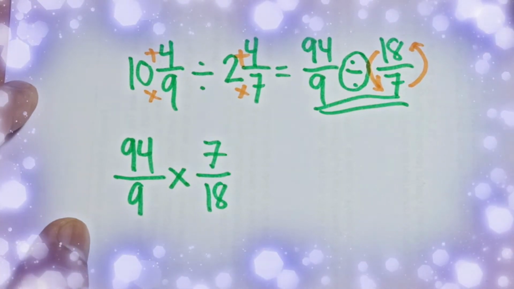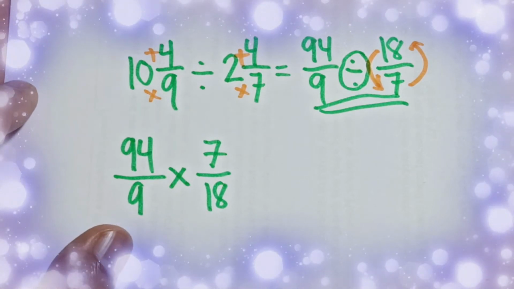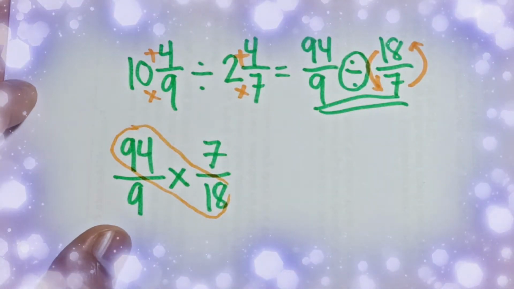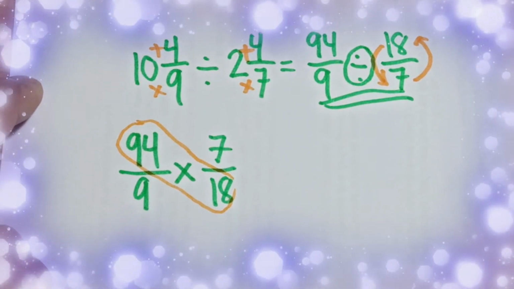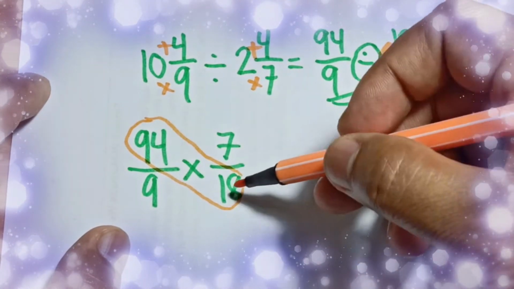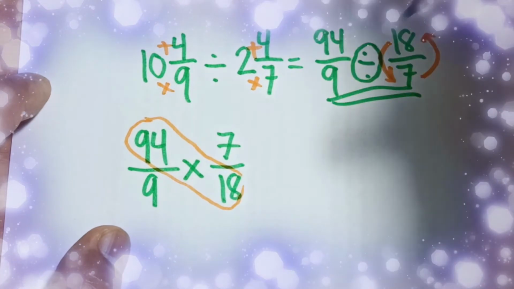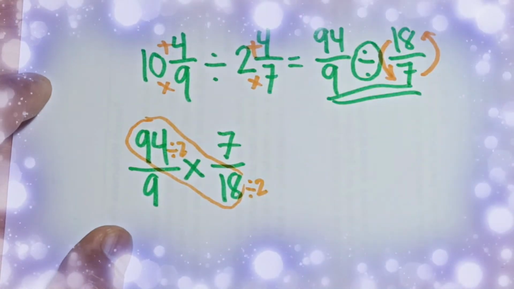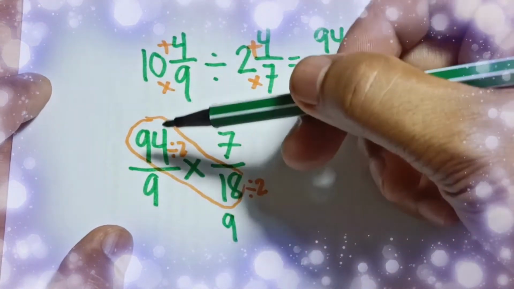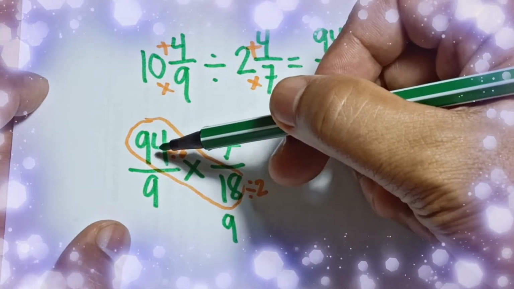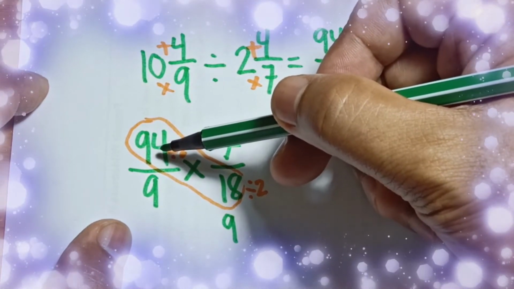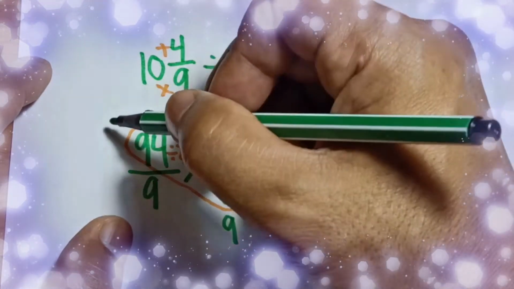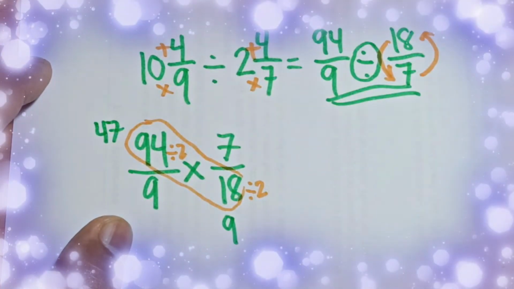Now, as you can see, these numbers are both divisible by 2. Let's start with the smallest divisor. When you divide 18 by 2 and then 94 by 2, 18 will become 9 and 94 will become 47, since 40 is 80, so it will become 47.